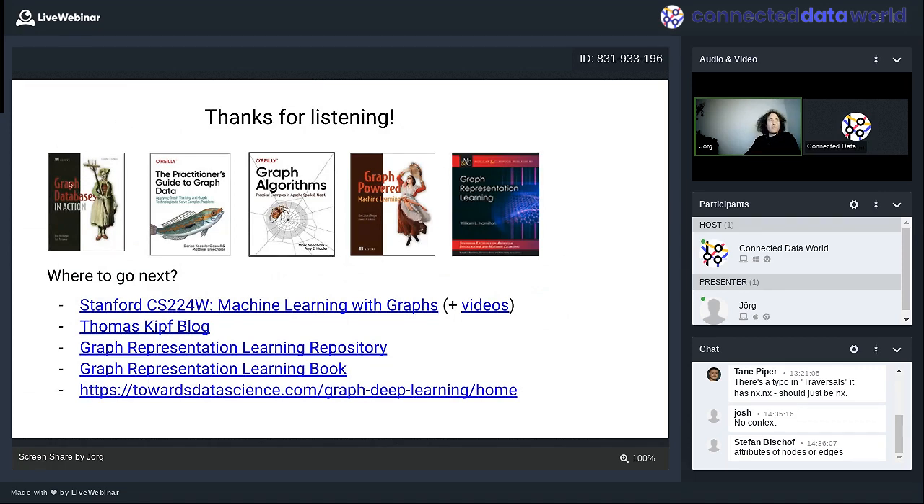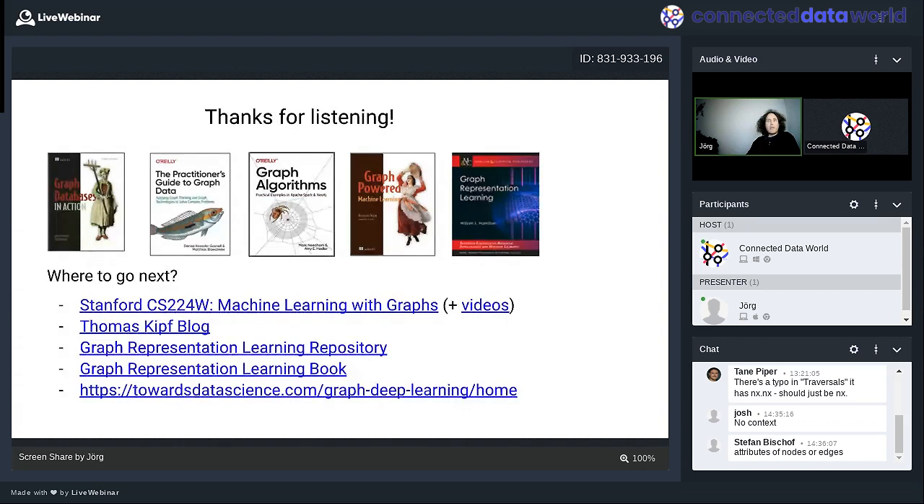Otherwise, there are a number of books. If you're interested in graph databases, there's Graph Databases in Action. Then there is the Practitioner's Guide to Graph Data, which solves the graph modeling well, in particular in the first part of the book. So how can you take a problem and turn it into a graph, or view it as a graph problem? Then for the different graph algorithms we talked about, there's a book, Graph Algorithms. Then there is the Graph-Powered Machine Learning book, which combines the graph analytics topics we talked about with the graph machine learning topics.